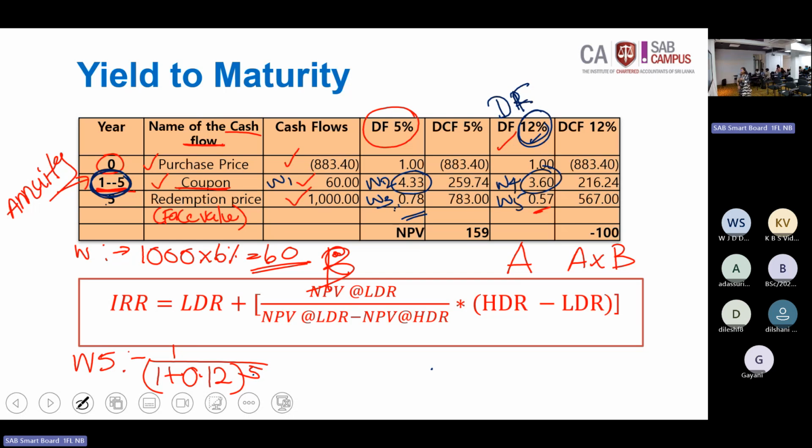Okay, now we have two NPVs. How can we calculate the IRR? Shall we calculate the IRR? Did you all finish the workings on NPV? Alright, so we'll move to the IRR calculation.